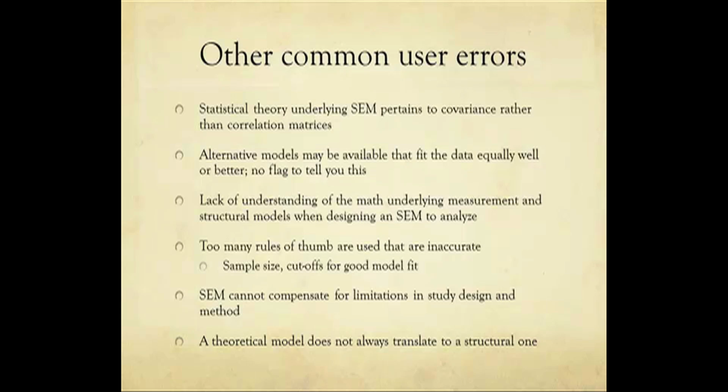Some other common user errors that can usually occur include forgetting that the statistical theory underlying SEM pertains to covariances rather than correlation matrices. This was particularly a problem whenever the SEM field was getting up and going by psychologists, because they would often confuse the terms, and they would input things like correlation matrices instead of the covariance matrix, which of course causes huge issues with your model.